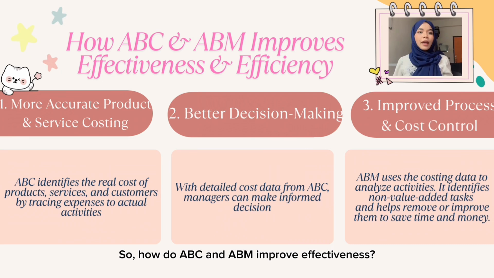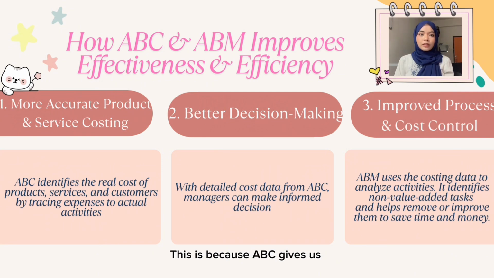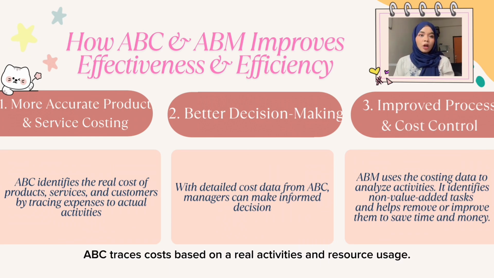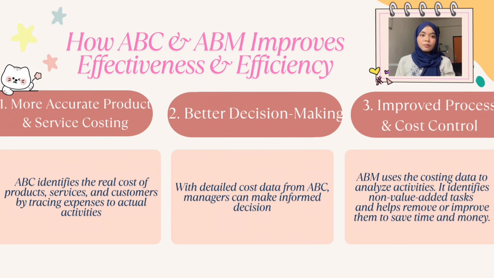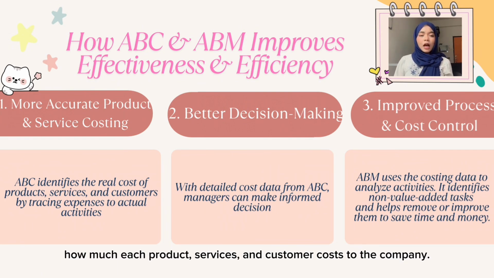So, how do ABC and ABM improve effectiveness? First, more accurate product and service costing. This is because ABC gives us accurate product and service costing. Unlike the traditional method, ABC traces costs based on real activities and resource usage. This means we can clearly see how much each product, service, and customer costs the company.